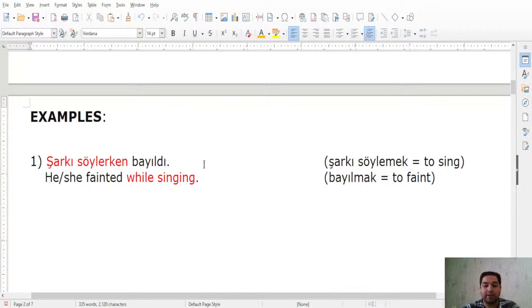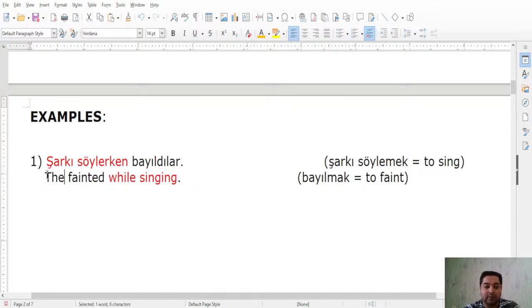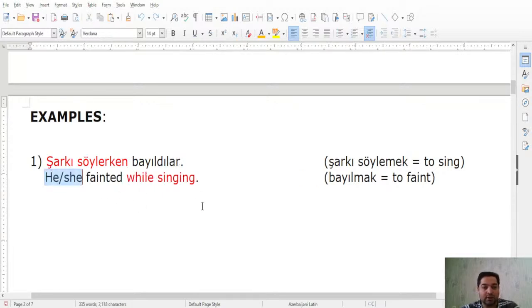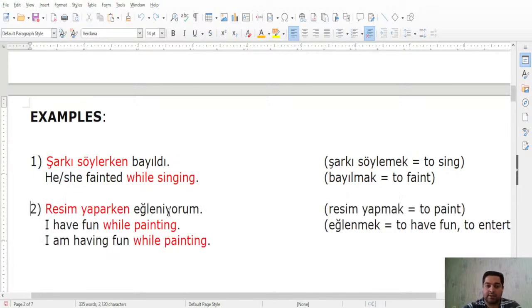If you make it bayıldılar, right? Then it will be they fainted. Okay, they fainted like this. So you see, just changing here lar makes them they now. Okay, şarkı söylerken bayıldılar. They fainted while singing. So let me undo this. Okay, and let's look at the second example.